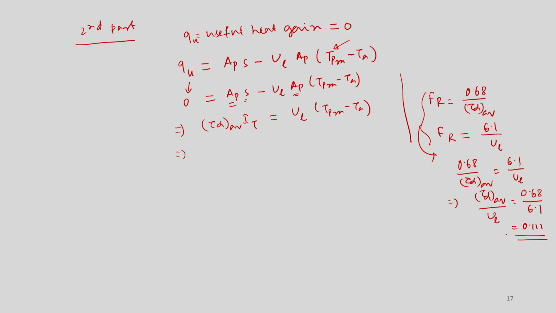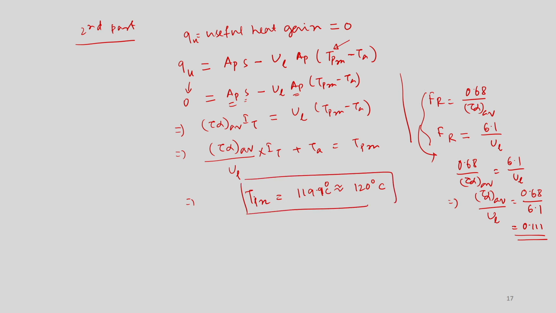So, if we simplify further, this will be tau alpha average by UL multiplied by IT plus TA will be TPM, right. If we substitute these values, we get TPM about 119.9 degrees, which is equal to 120 degrees C. So, this is TPM. This is the maximum temperature we will get, 120, if no heat is collected from the collector on the particular day.